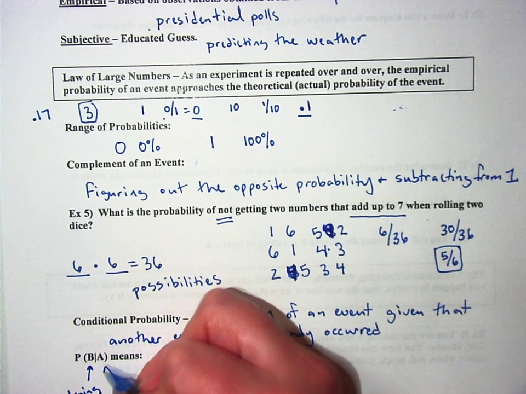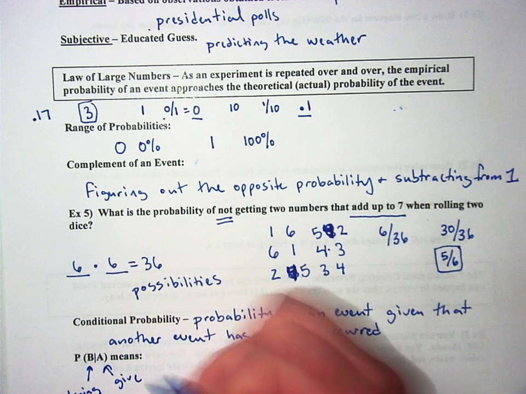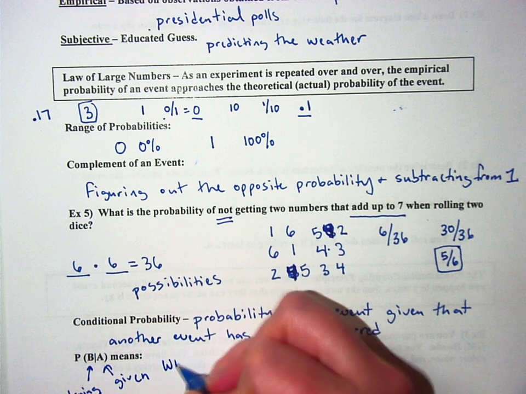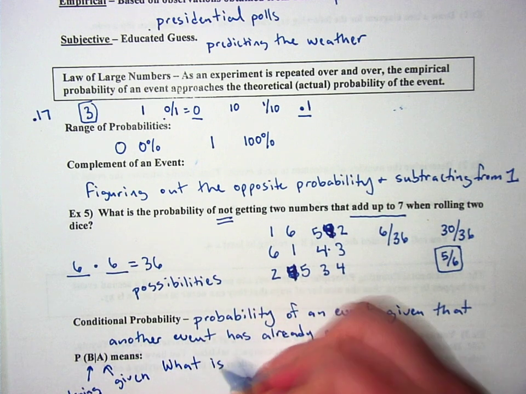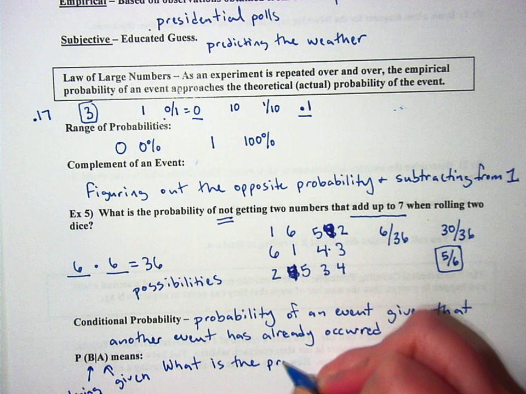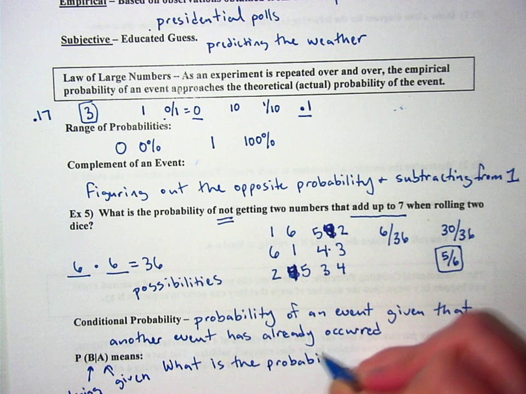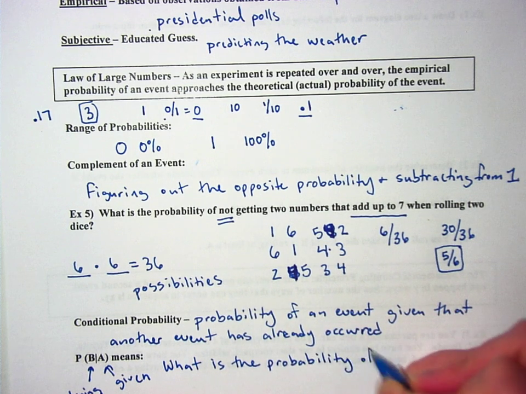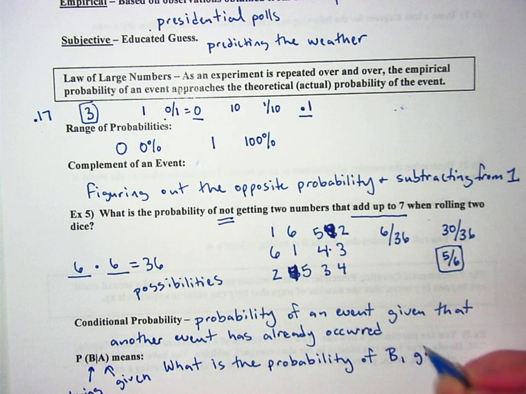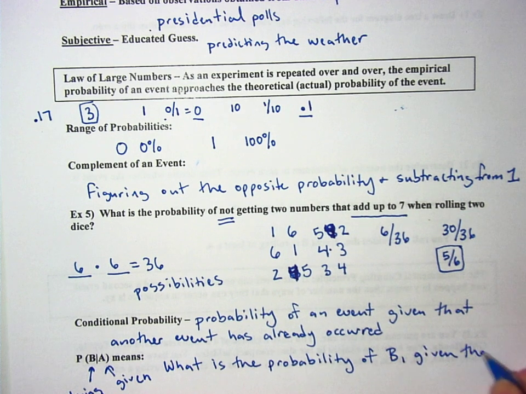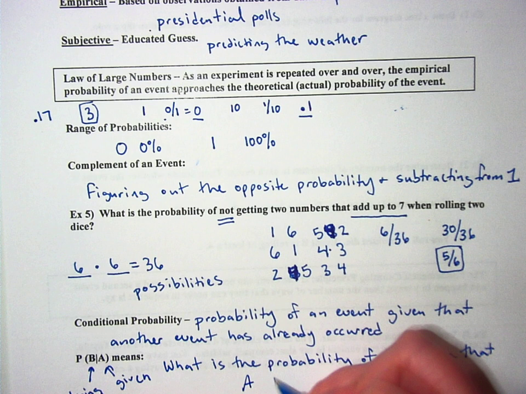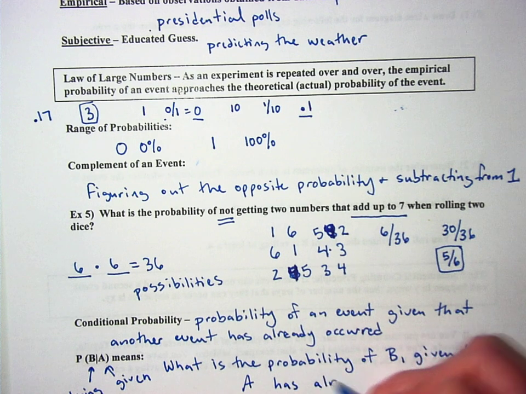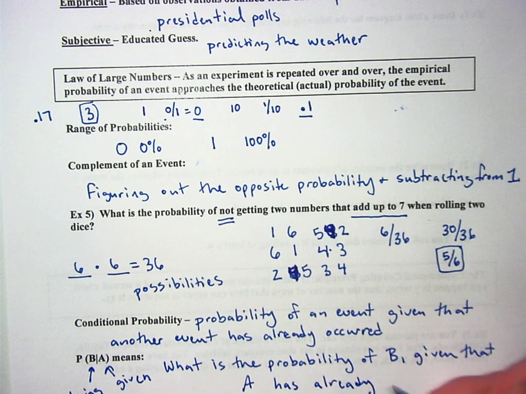And A is given. So it means, what is the probability of B given that A has already occurred?